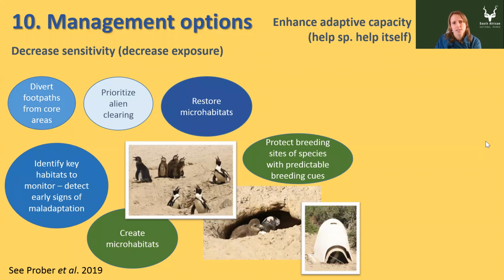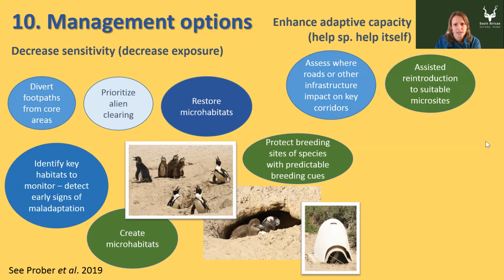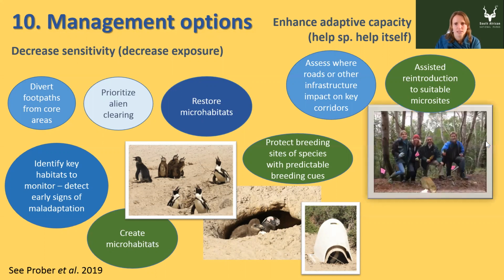In terms of enhancing species adaptive capacity, one can assess where roads or other infrastructure impact on key corridors. So we know from overseas they've made great use of species corridors. We can think about how to do this for plants as well in terms of preventing fence line impacts and so on. And then there's also assisted reintroduction to suitable microsites, which again, you might not think we do, but here we are planting silver trees. And yeah, we'd really welcome some ideas and practical examples of what's been trialed in other places.